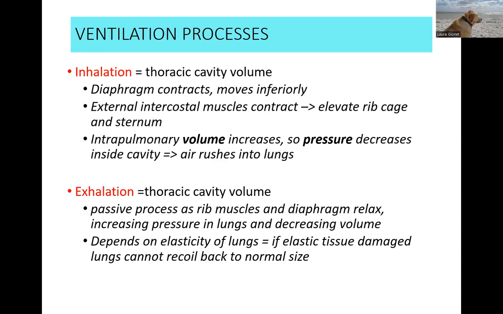So in the passive process, as I said before, the rib muscles and the diaphragm relax, increasing pressure in the lungs and decreasing the volume, because now you're going to squish and compress it, like squeezing air out of a balloon. It depends on the elasticity of the lungs as well. If elastic tissue is damaged, lungs cannot recoil back to normal size. If you understand what occurs normally here, then when that elastic tissue is broken down by different pathological processes, your recoil is not going to be significant enough to really allow you to exhale as much carbon dioxide as you should.